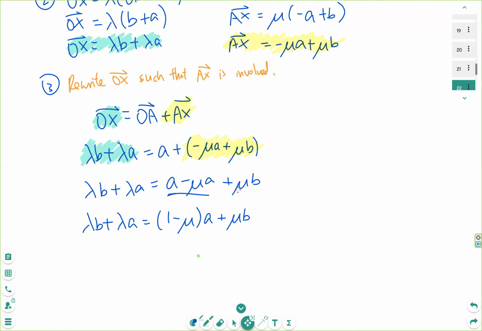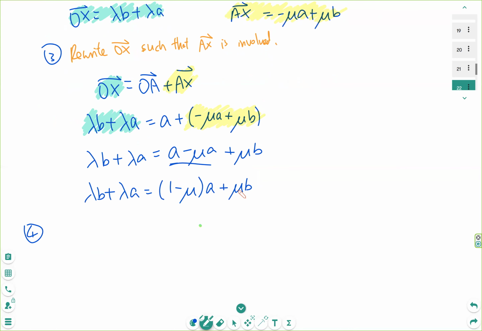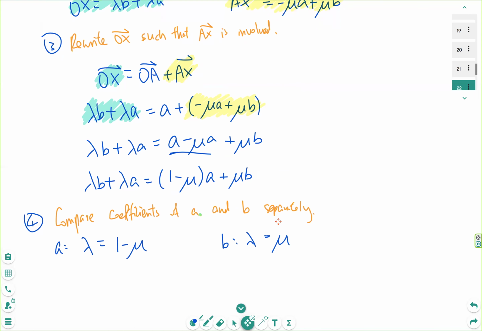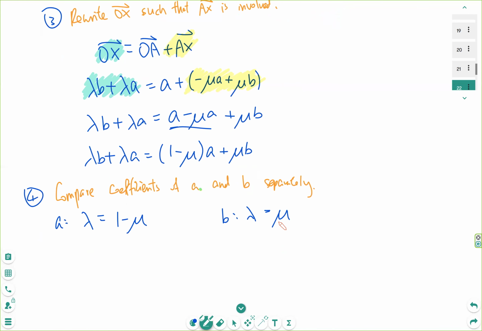Fourth step, compare coefficients like the previous one. Compare coefficients of A and B separately. So let's compare coefficients of A. If we compare coefficient of A, left hand side we've got lambda, on the right side 1 minus mu. For B, we have lambda on left hand side, and the right side we've got mu. Interestingly, we got the same working out like last time. But what's different is this time, if lambda equals mu, simultaneous equation.